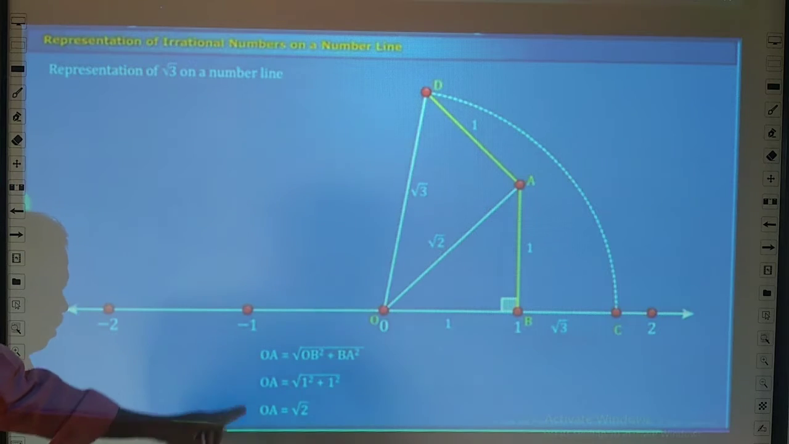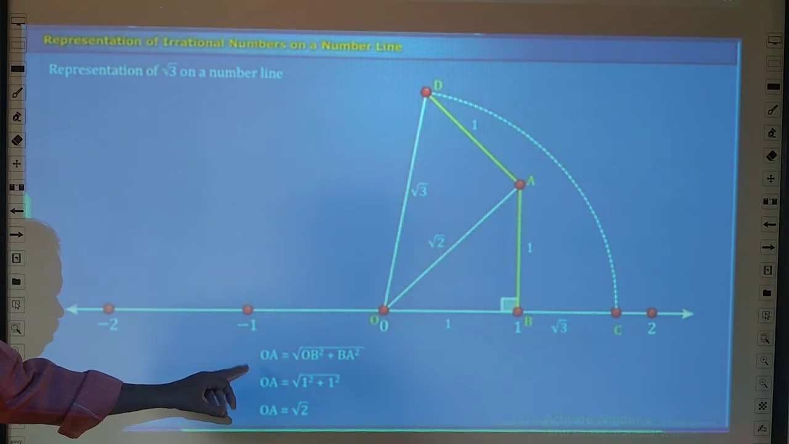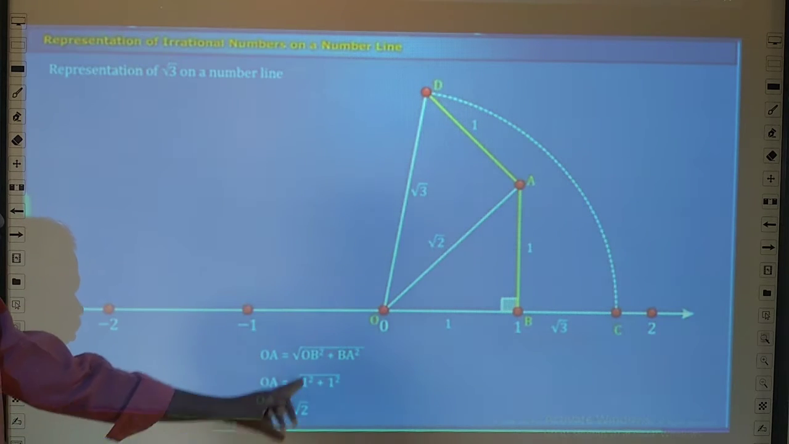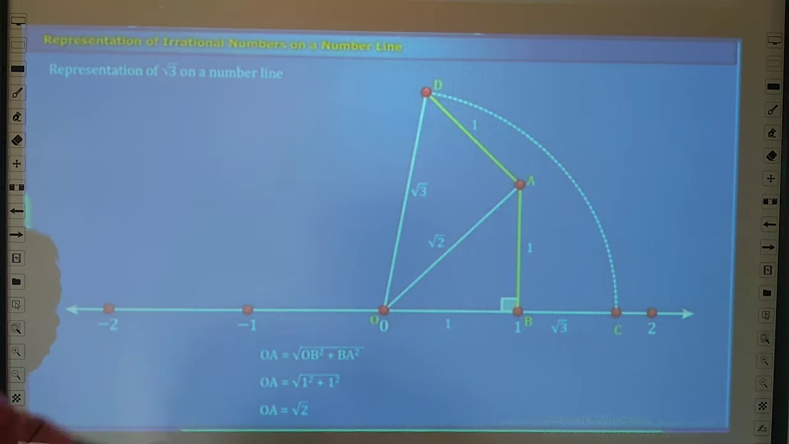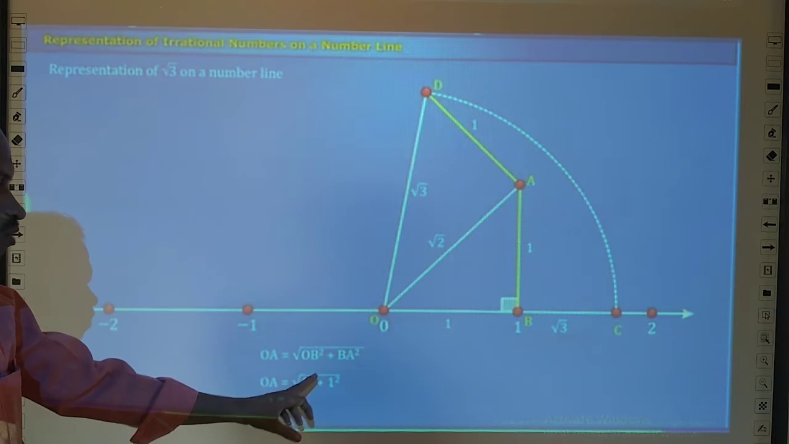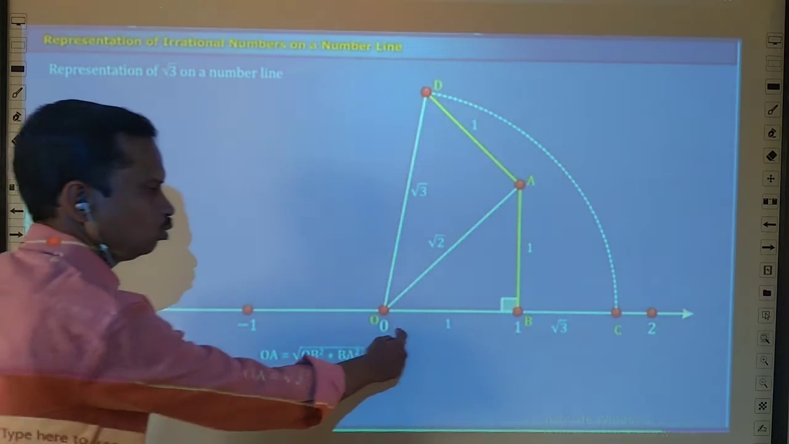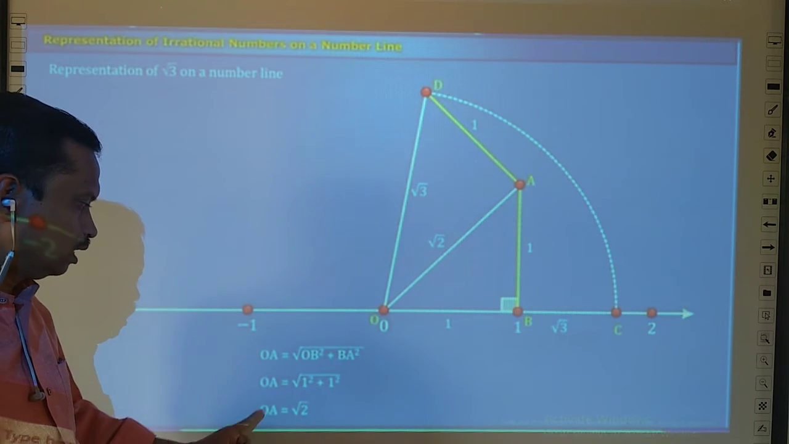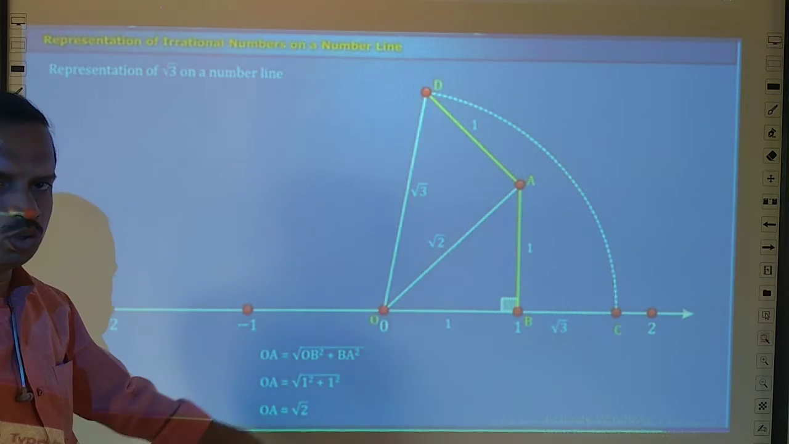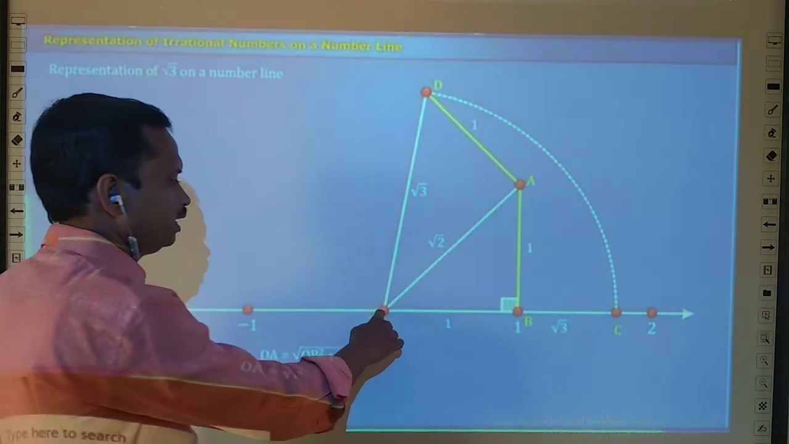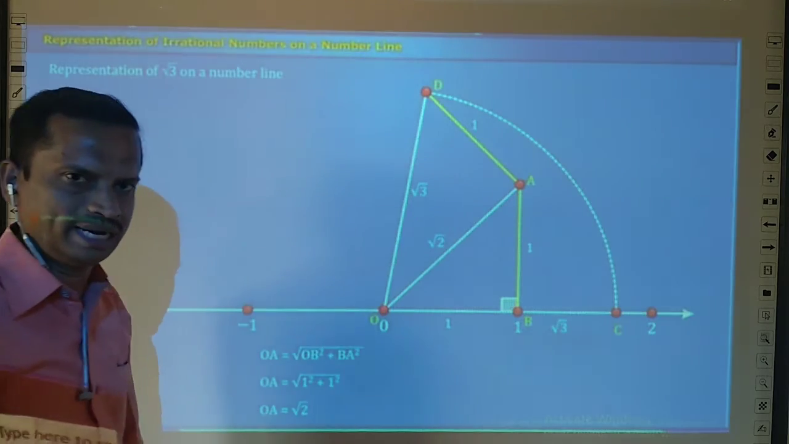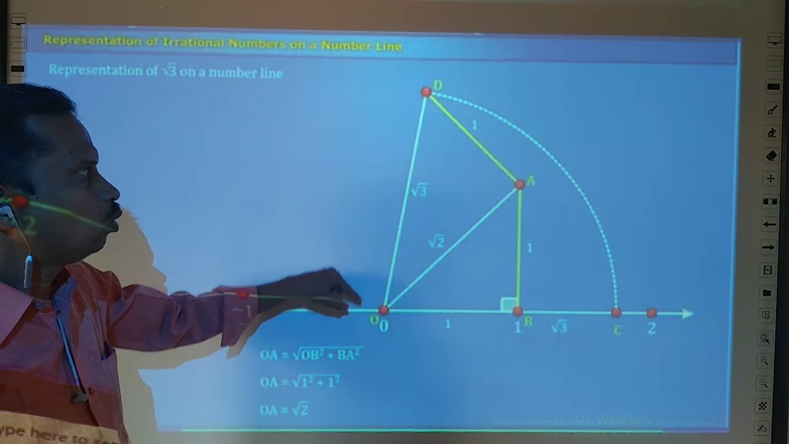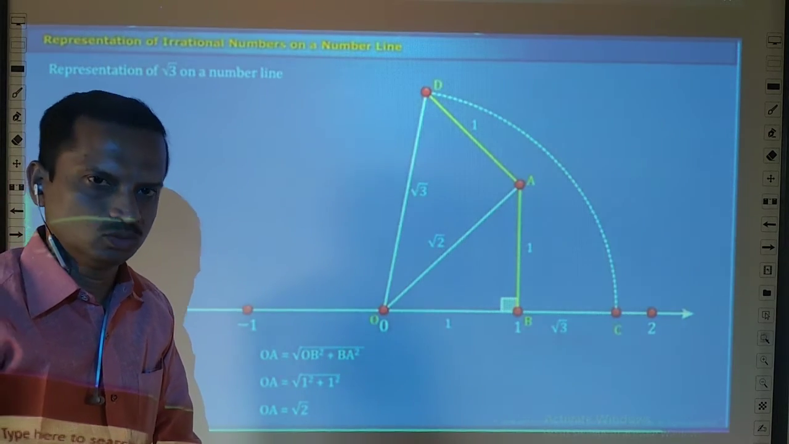Here you can see below the line how they got root 2. That is, OA is root 2 using the Pythagoras theorem. So OA equal to square root of OB square plus BA square. You see, OB square plus BA square. So OA equal to root of 1 square plus 1 square, and OA equal to root 2. Likewise, we can take the right triangle OAD, and by applying the same calculation, we can get OD equal to root 3. Okay.